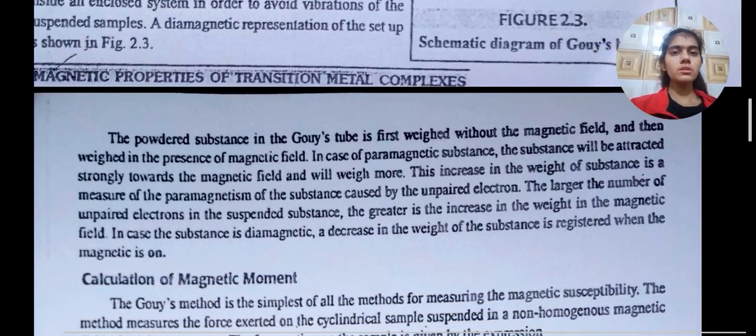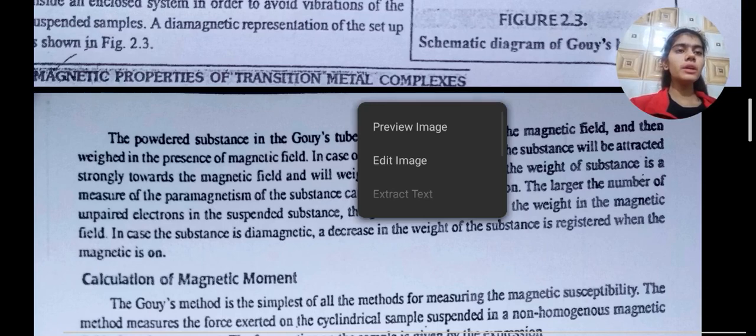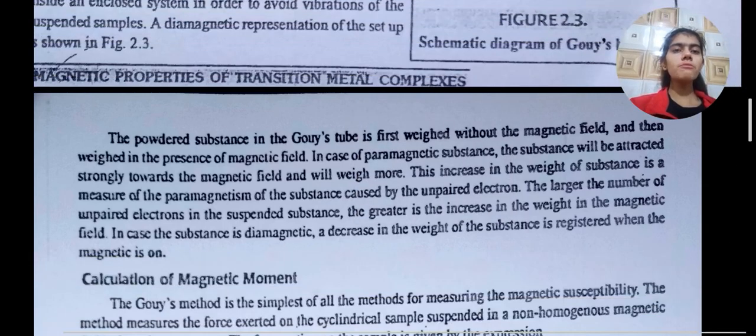Moving on in this chapter, we will discuss Guy's method. The powdered substance in the Guy's tube is first weighed without the magnetic field and then weighed in the presence of the magnetic field. In case of a paramagnetic substance, the substance will be attracted strongly towards the magnetic field and will weigh more. This increase in the weight of the substance is a measure of the paramagnetism of the substance caused by the unpaired electrons. The larger the number of unpaired electrons in the suspended substance, the greater is the increase in the weight in the magnetic field.